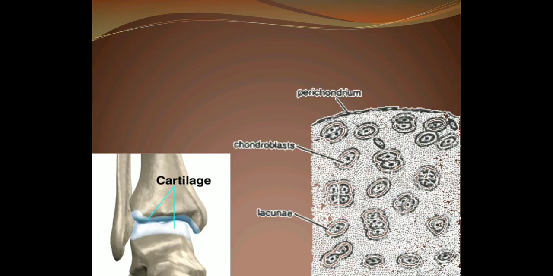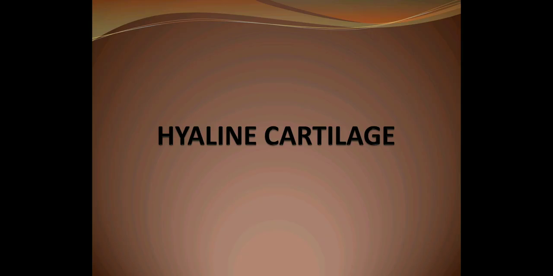And chondroblast cells actually mature and then they get converted into chondrocytes. Chondrocytes are seen scattered in the matrix and they are enclosed in lacuna. Each lacuna contains 2 to 8 chondrocytes. Now, I already told you that on the basis of type of matrix, there are 4 different types of cartilage. So, let's start with the first one, that is hyaline cartilage.